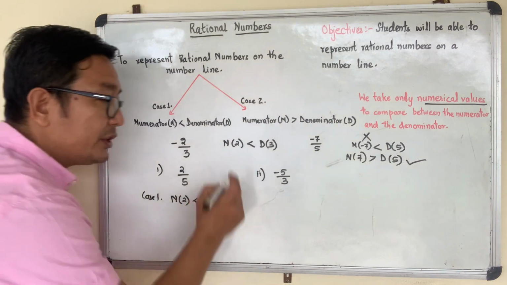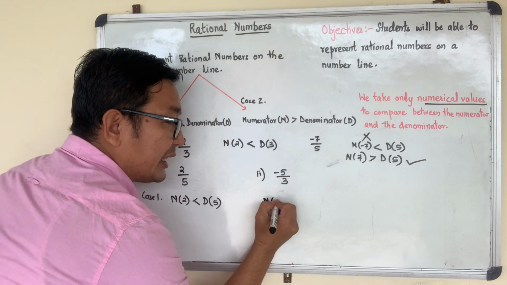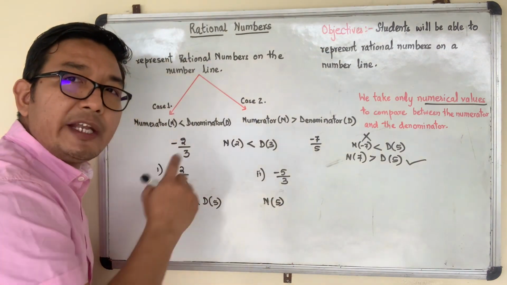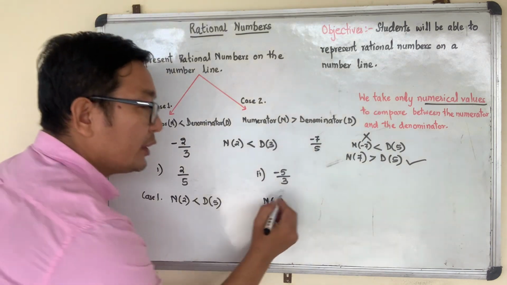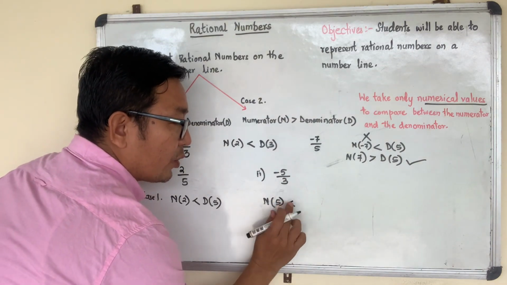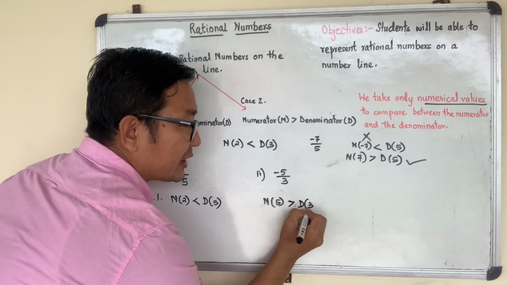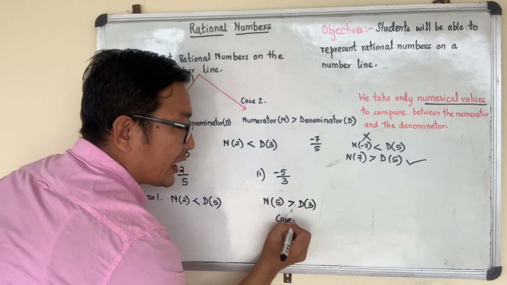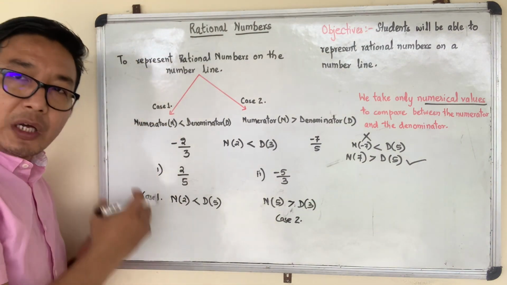Here the numerical value of the numerator is 5. 5 is greater than the denominator 3. Therefore it comes under case number 2.